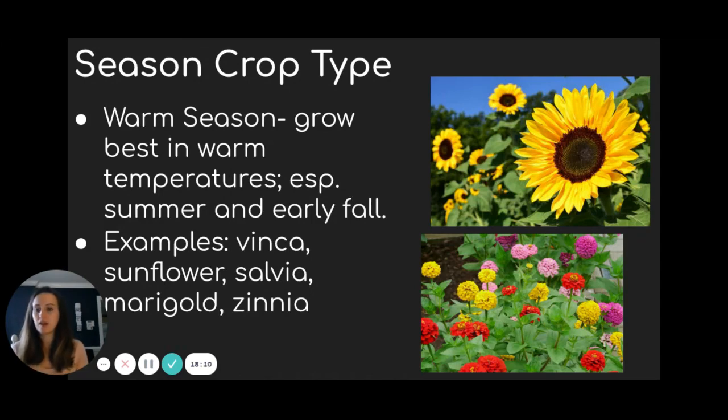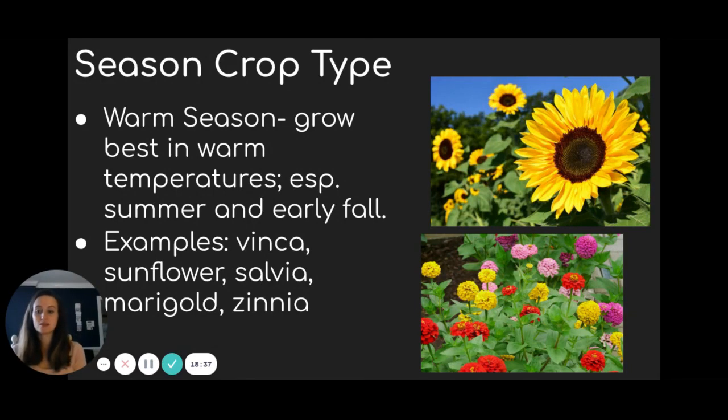Warm season, obviously y'all know what the warm season is. For us, it's very long. So long, in fact, some plants we can grow twice a year. Squash, cucumbers, if you have a garden, you can do an early and a late crop just because our warm season is so long. So these plants like warm temperatures. Some examples: vinca, sunflower, salvia, marigold, zinnia.